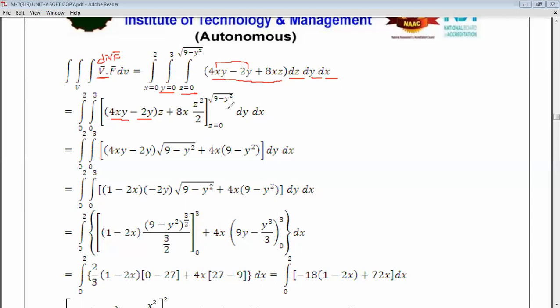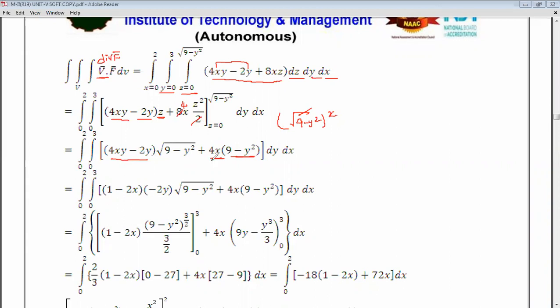Now you can substitute the limits. In place of z, we put square root of 9 minus y square: 4xy minus 2y into square root of 9 minus y square, plus, since there are two fours, 4x into z square, which is square root of 9 minus y square whole square. The square and root cancel, giving 9 minus y square. If you substitute the lower limit, both terms become 0 since each term has z.